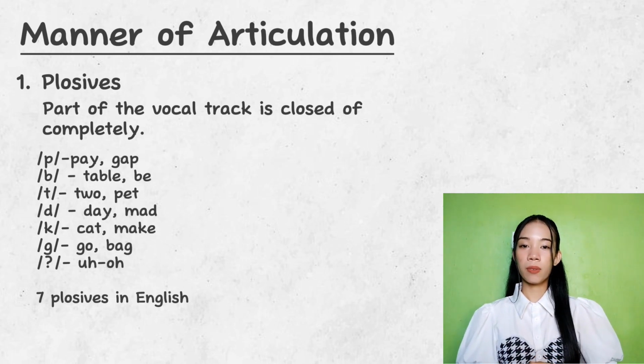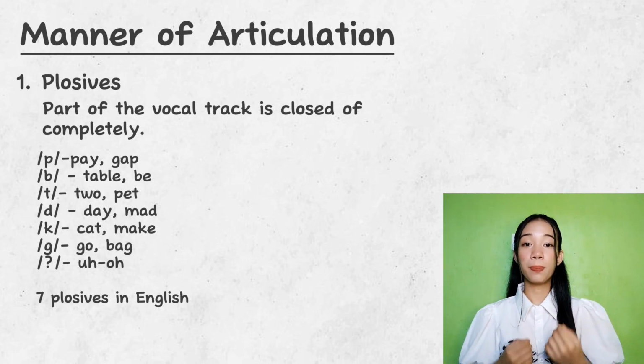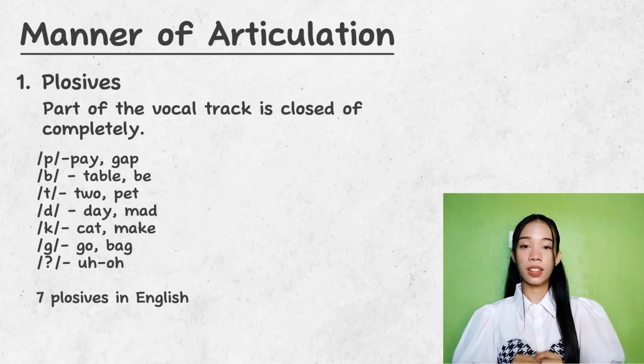Here are the plosives that we have in English. P as in pay, and B as in table. And you can see here the closure is formed with both my lips, P and B. Then we have T in to and pat, D in day and mad, K in cat and make, G in go and bad.